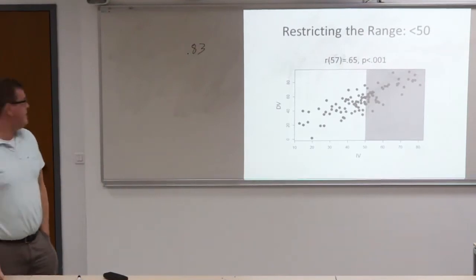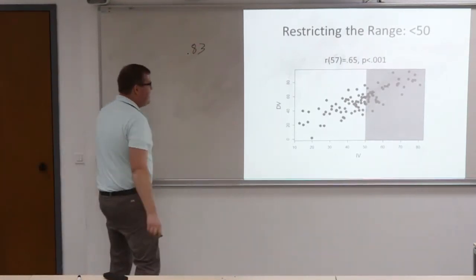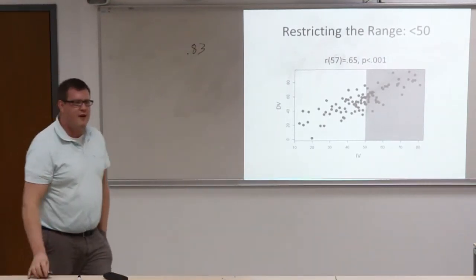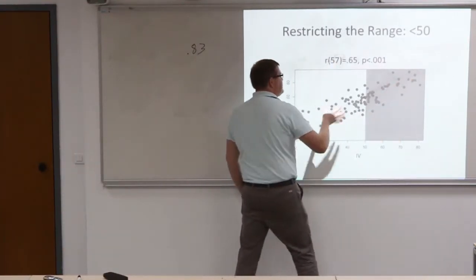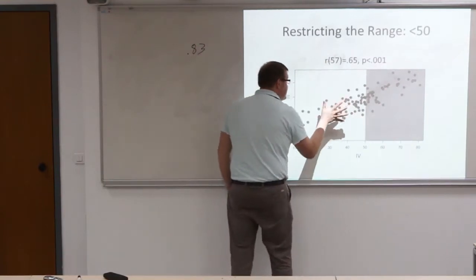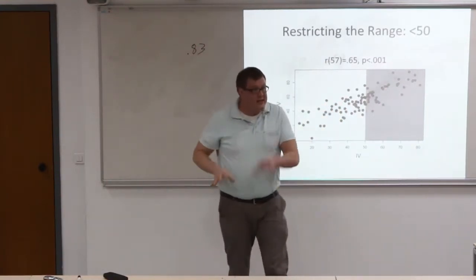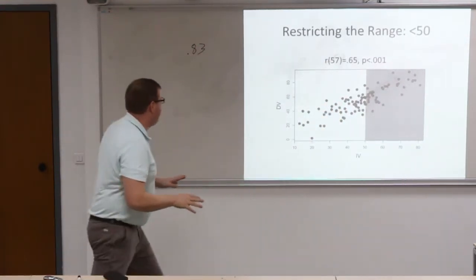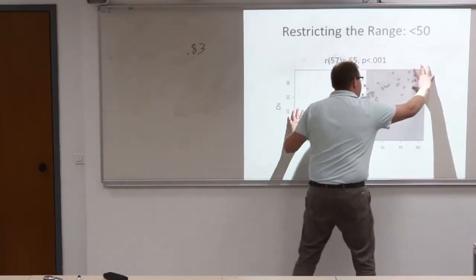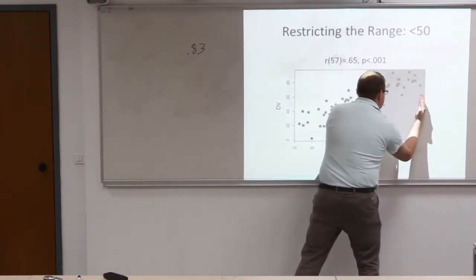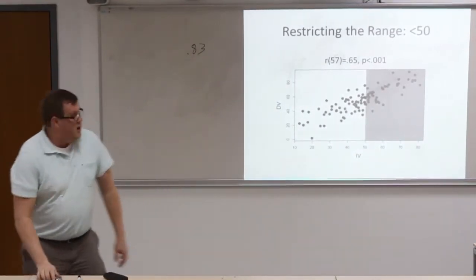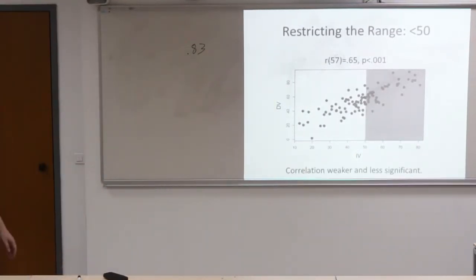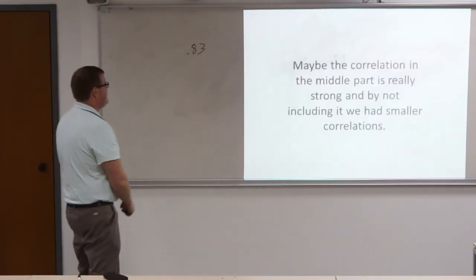0.65. So before it was 0.83, now it's 0.65. So it's not that we had a weaker correlation up here and a stronger one down here that balanced out. We have a fairly strong correlation for the whole thing and a weaker correlation here and a weaker correlation also here. That's interesting. So we have a weaker correlation that's less significant.